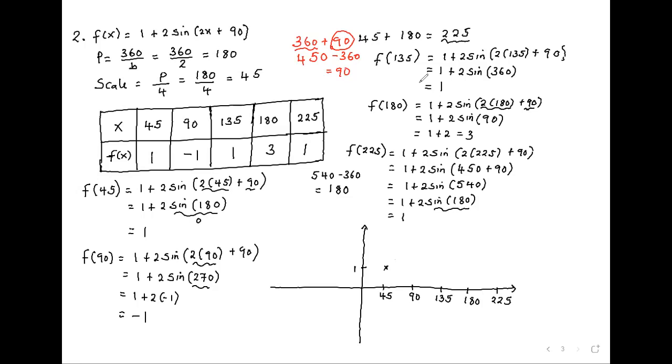Don't worry, we are together. So 45 stroke 1, 90 stroke -1, 135 stroke 1, 180 stroke 3, and then 225 stroke 1. Then we sketch. So the sketch is going to be of this form.